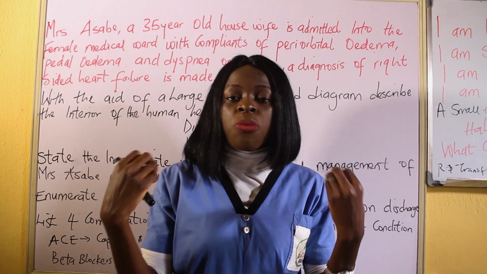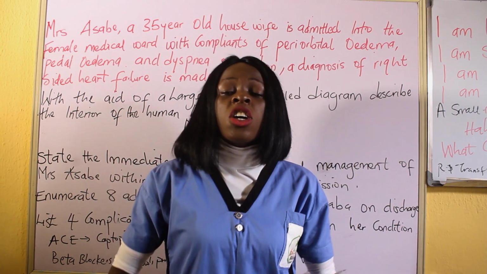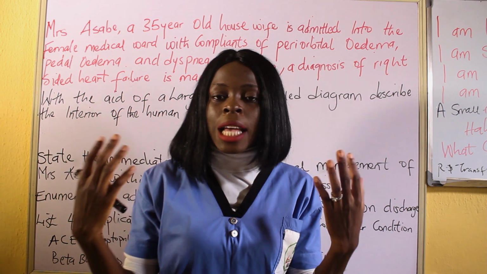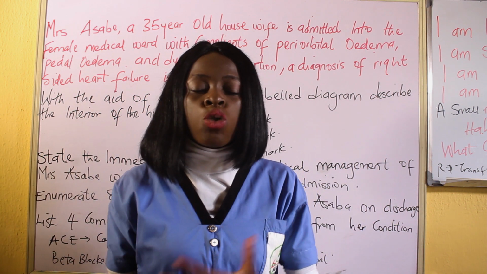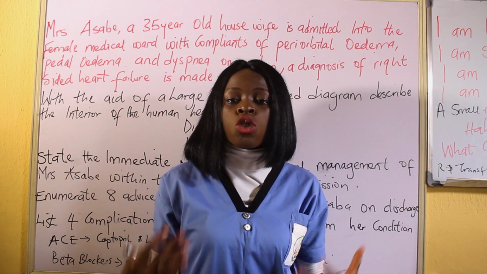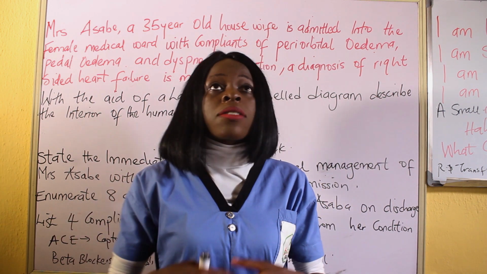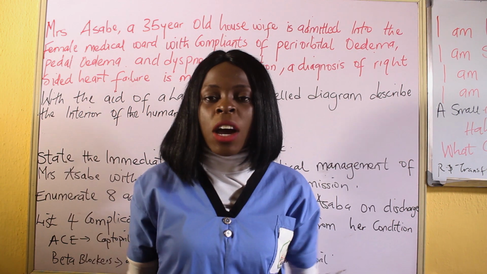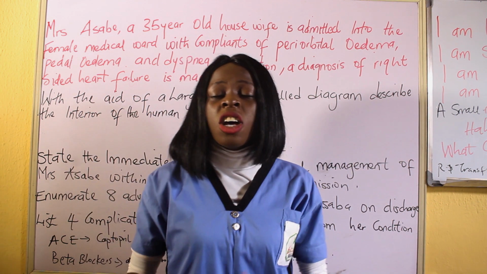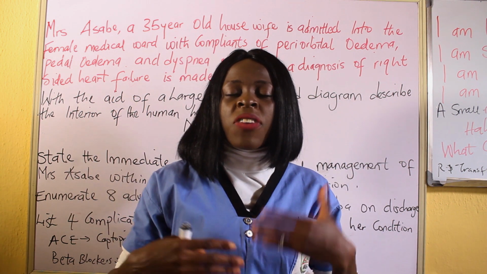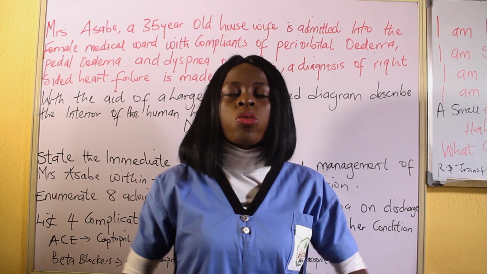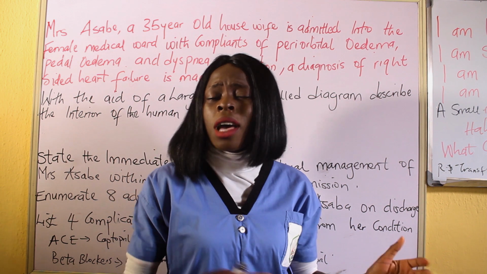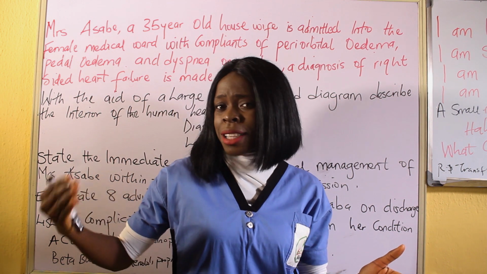You have to tell the patient to come for follow-up care. You have to tell the patient to take the medication as prescribed. You have to tell this patient when they notice any abnormal changes, they should report to the facility as soon as possible. You have to tell this patient to practice both environmental and personal hygiene. So these are examples of advice on discharge you can give to the patient when it comes to right-sided heart failure and also other disease conditions.